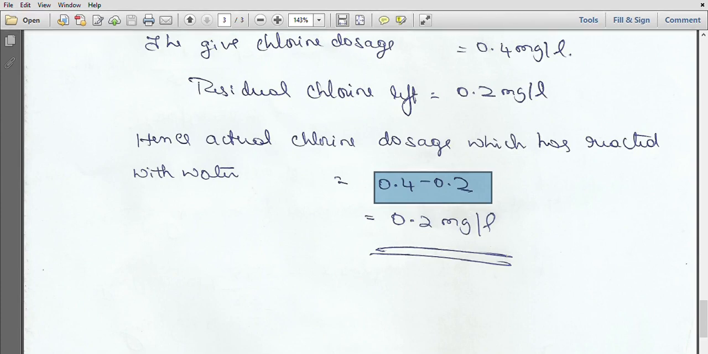Right. Still you can see many problems in the old question papers. You can solve that. Similar type of problems are there. You can solve them by looking into the old question papers of the 2010 scheme. Right.